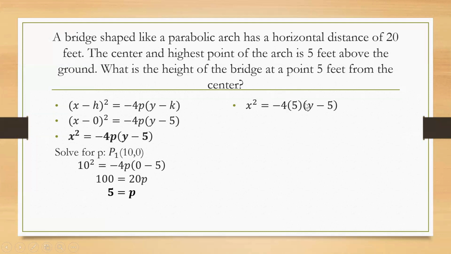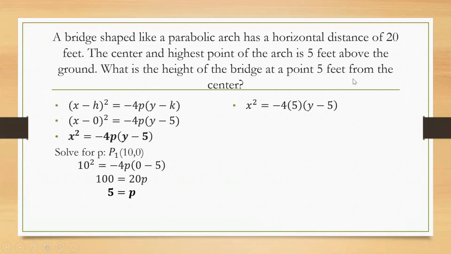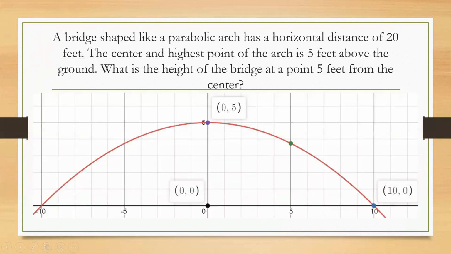So we will simplify this to get x squared equals negative 20 parenthesis y minus 5. Now, let's write this down again to get it as our guide. And then it says here, what is the height of the bridge at a point 5 feet from the center? So again, this green point, the height of this point is 5 feet from the center.